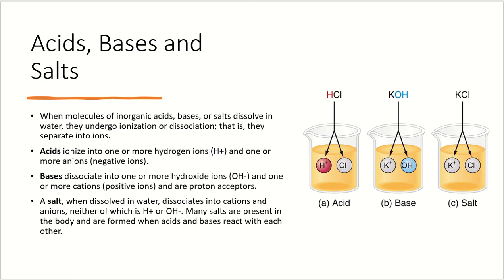So, an acid. Acids are going to ionize into one or more hydrogen ions, right? So hydrogen chloride, we've got one or more hydrogen ions and one or more anions, those negatively charged anions. So hydrogen chloride is an acid, all right?